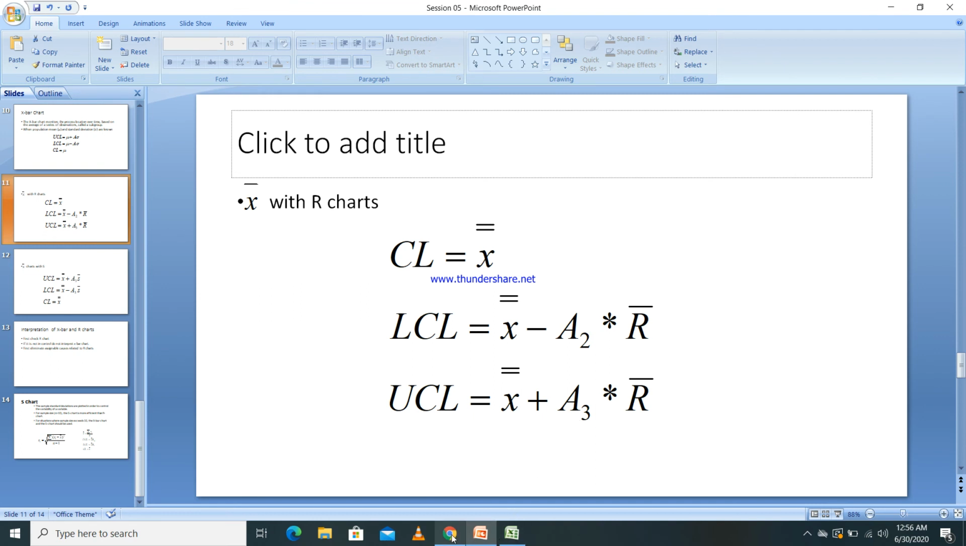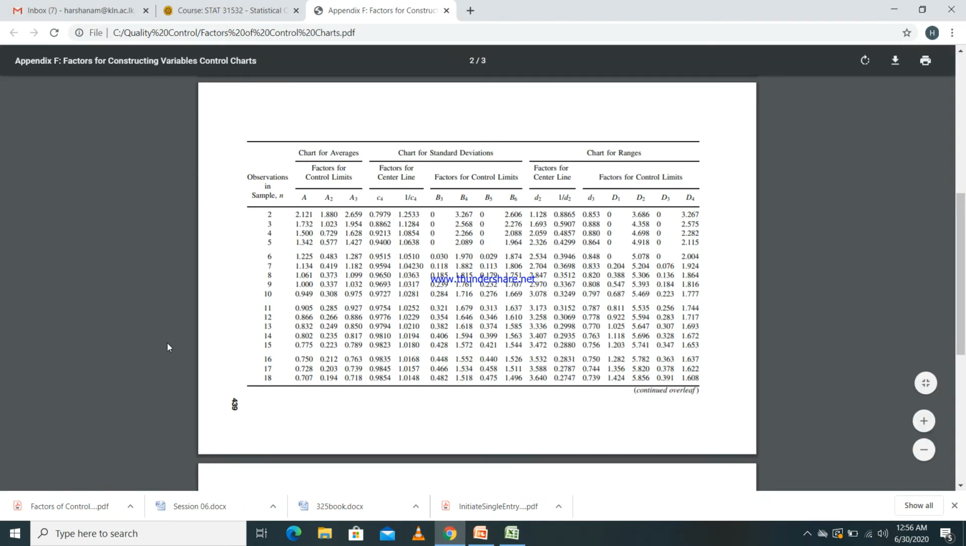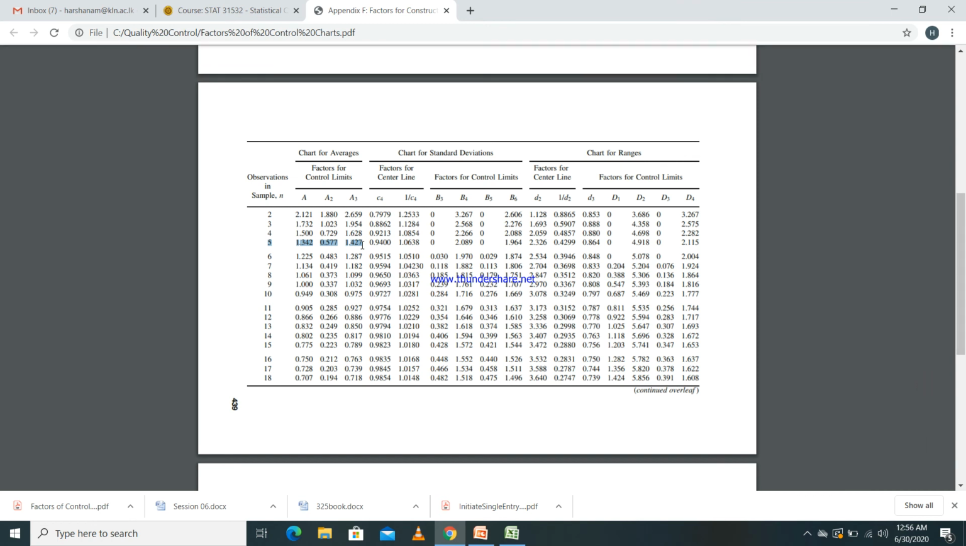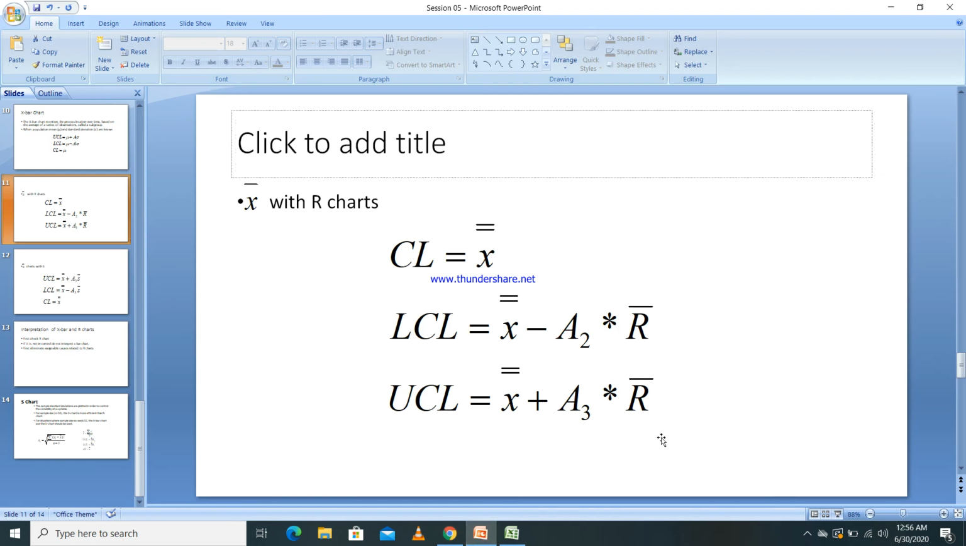Again, A2 and A3 can be read using this factor table. You can see in the third and fourth columns you have the A2 and A3 values. Now according to this question, since our sample size is 5, you can see the A2 value is 0.577, and A3 is 1.427. So you can substitute the values into your formula and construct the X bar chart as we constructed the R chart. But I will do examples in the coming sessions, right?